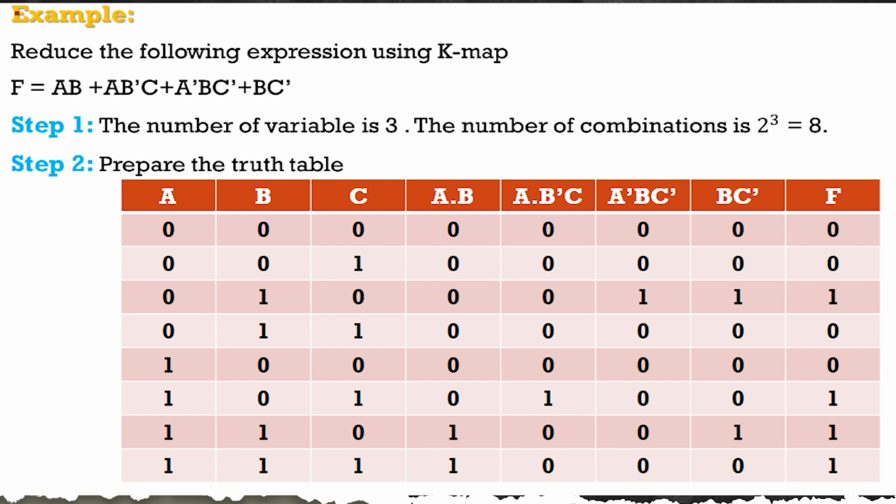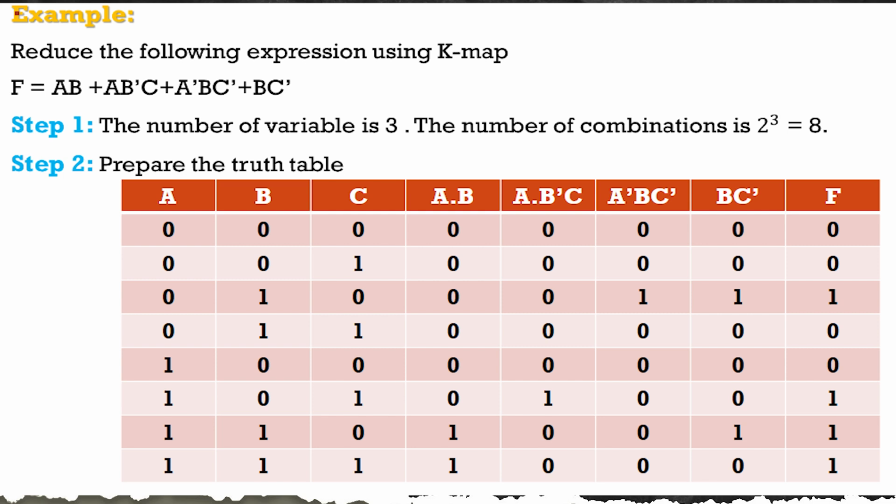Now we have prepared the truth table. We can see that in column 1 we have the variable a, column 2 the variable b, column 3 the variable c, then a dot b, then the second min term a dot b bar dot c, the third min term a bar b c bar, the fourth min term b c bar, and the final output function f, which is equal to a dot b plus a b bar c plus a bar b c bar plus b c bar. So you can see that the function f has an output equal to 1 for the min terms of the 4th, 7th, 8th and 9th row.